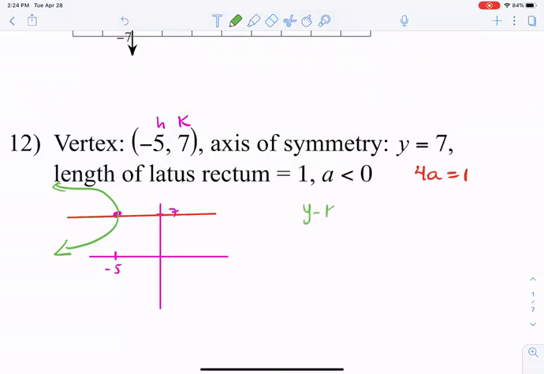This is (y minus k) squared equals 4a(x minus h). I can use that because I have important points here. So y minus k is y minus 7, squared, equals 4a. Well, we know that the latus rectum is 1, so this is just 1. Times x minus h, which is x plus 5. And this is the answer. This is the answer for this problem. I hope you can understand this.